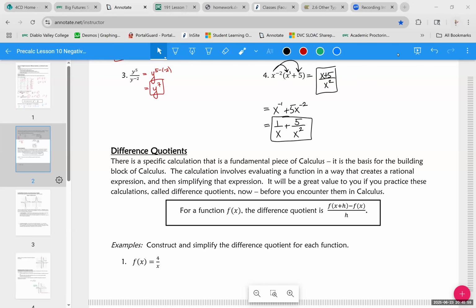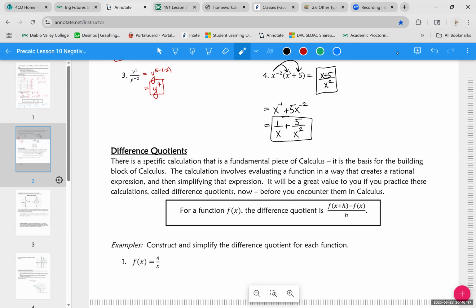We're going to look at these things called difference quotients next. These are specific calculations that we end up doing in calculus. It's a very fundamental part of the first piece of calculus that you're going to learn, and it's the basis for one of the building blocks in calculus called a derivative.